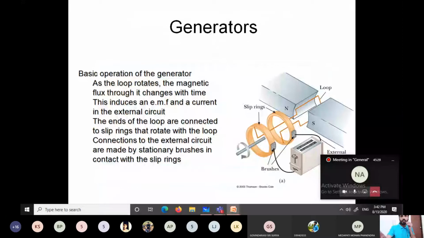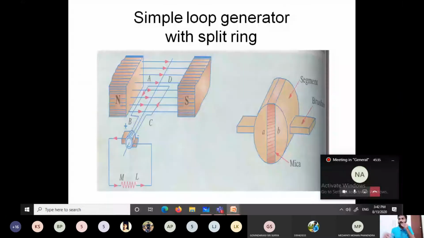Now see this particular figure. Here the split ring is given; the right side of this figure indicates the split ring. In the split ring we have two splits called segments. A is one split and B is the other, A is the first segment and B is the second segment. Upon the segments we have brushes. The conductor is placed parallel to the lines of force, so there is no flux linkage and the EMF is 0 in that case.